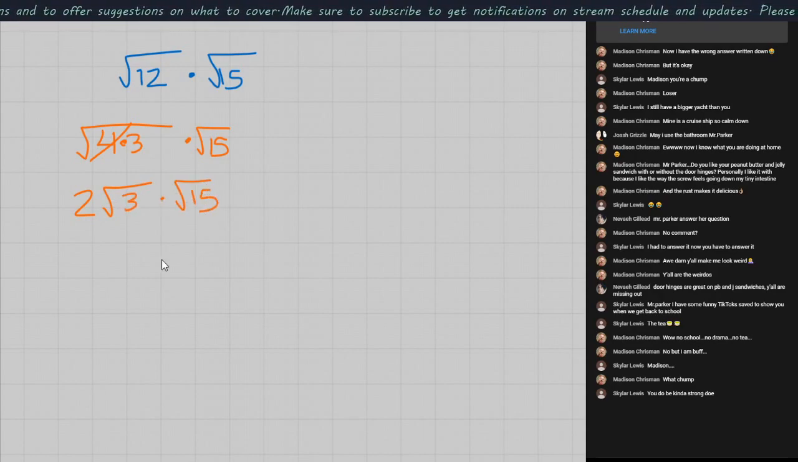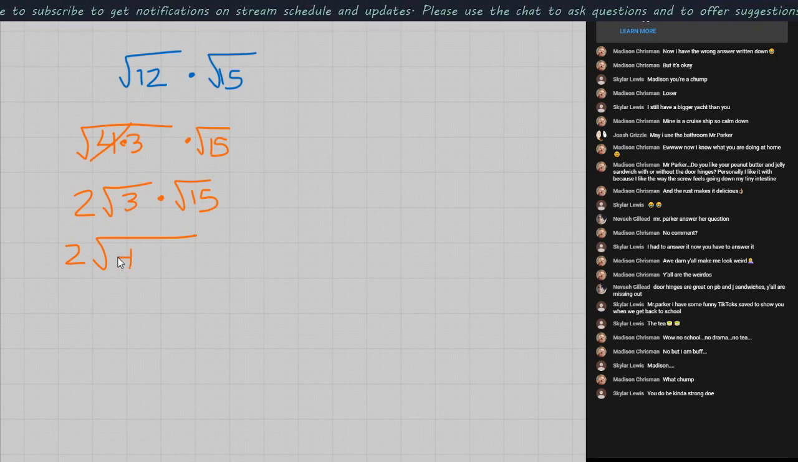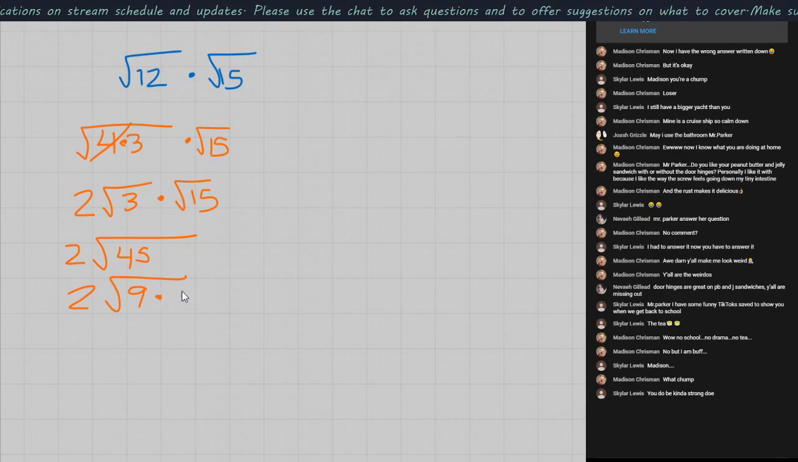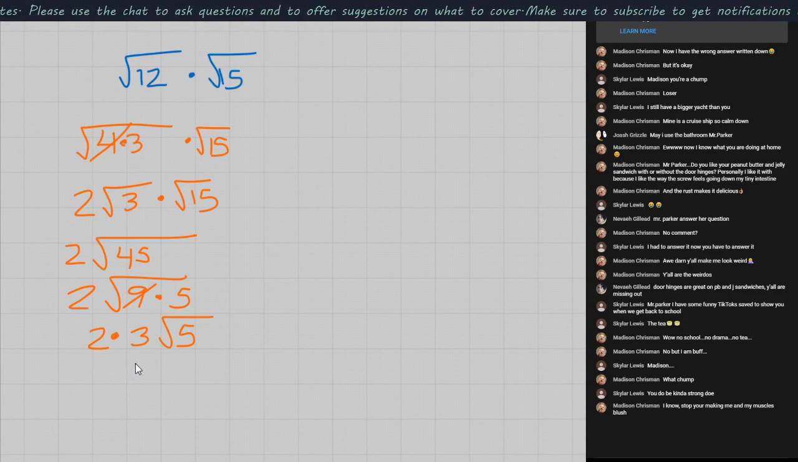This part right here, 3 times 15, you're just multiplying what's inside, and just because we're multiplying, that's why we're combining what's underneath. So 2 times the square root of 3 times 15, which is 45. And there is another perfect square in there, and that would be 9 times 5, and 9 is a perfect square, so that's going to be 3 times 2 times the square root of 5. 2 times 3 is 6. So that would be your final answer.